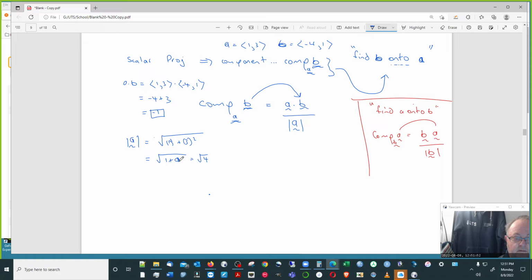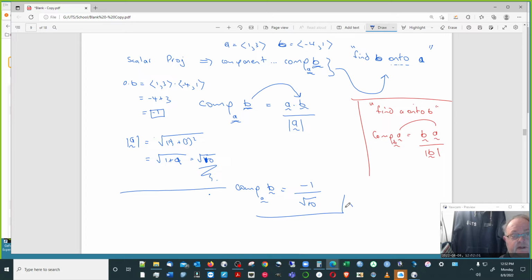Did it again, didn't I? So now we've got those two pieces of information, we can go ahead and do the component form. B onto A is going to be -1 divided by the square root of 10. That's it, that's the component.